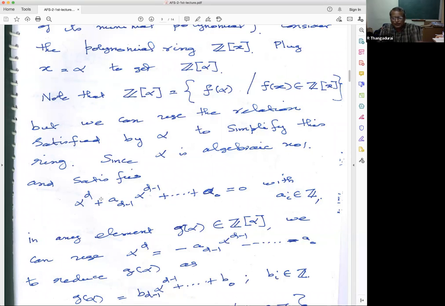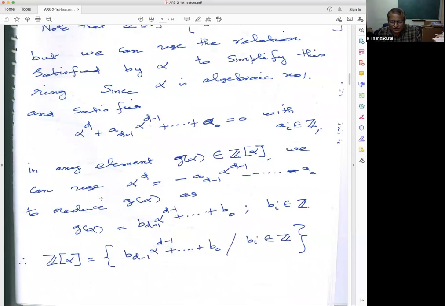Therefore, for any element g of alpha, where g of x is a polynomial coming from Z[x], if alpha to the k appears in g of alpha, then we replace this alpha to the k by an integer linear combination of smaller powers using this relation. So g of alpha can always be written as an integer linear combination of 1, alpha, up to alpha to the d minus 1. So any element of this particular set we can rewrite in terms of this.